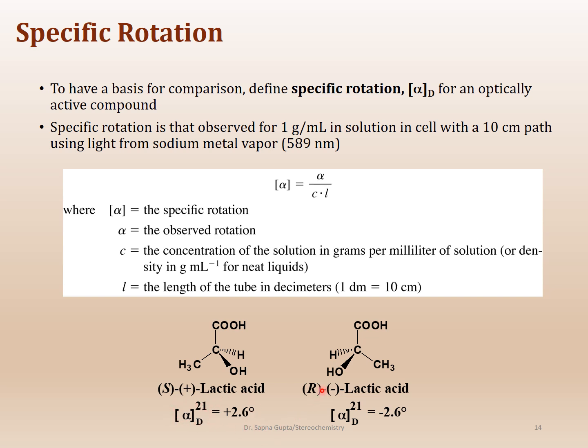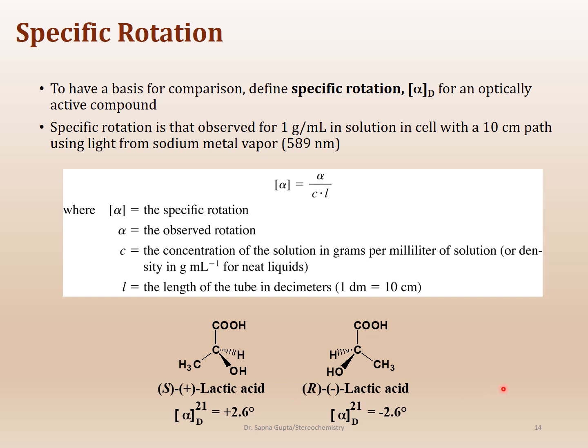So here is the lactic acid, which is the enantiomer now, and this is R, and this is minus. The minus can also be L, as in levorotatory, and then again lactic acid. The specific rotation is equal and opposite in direction, so minus 2.6. The plus and the minus have nothing to do with the R and the S. Please keep that in mind.